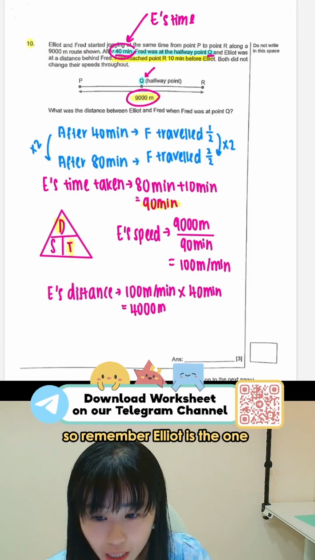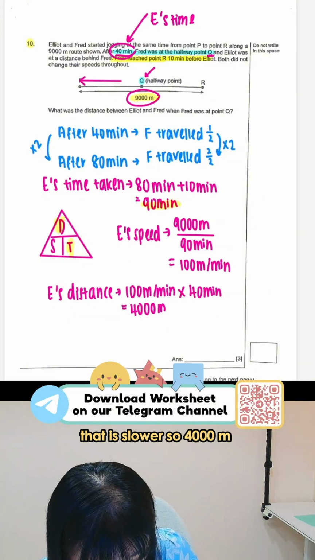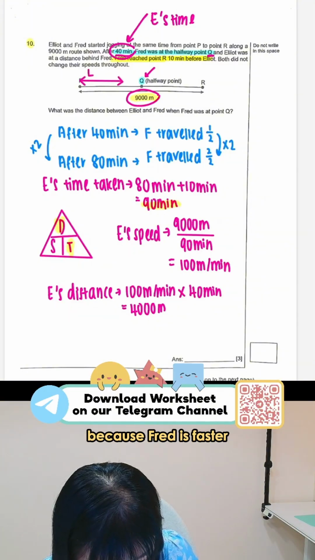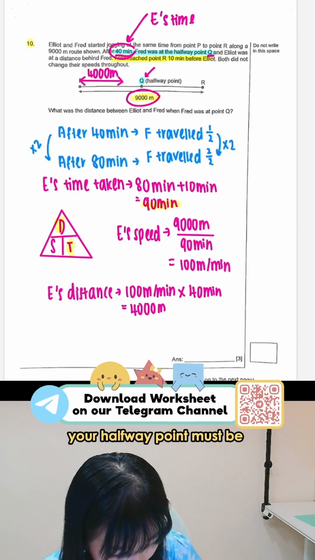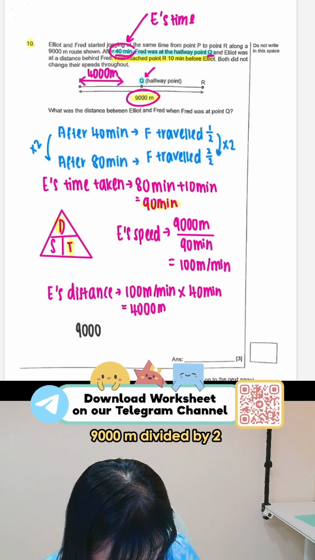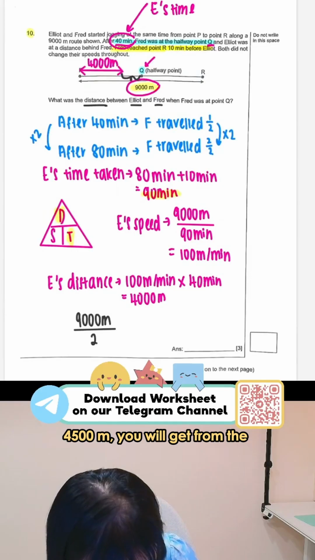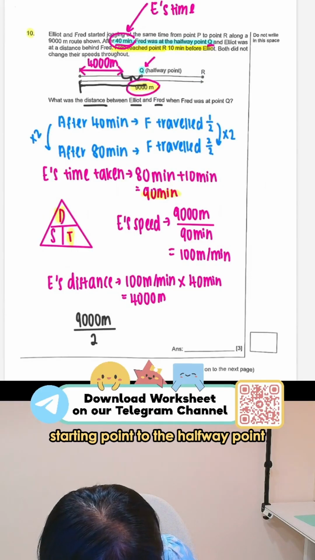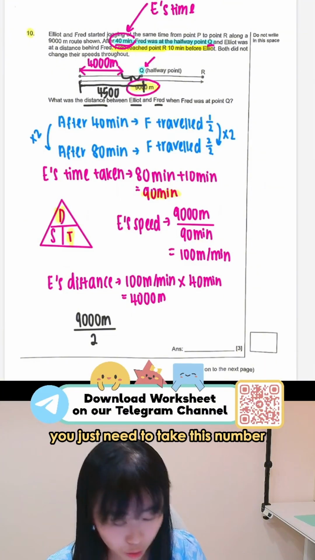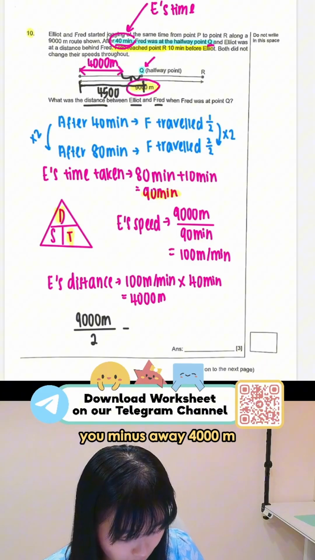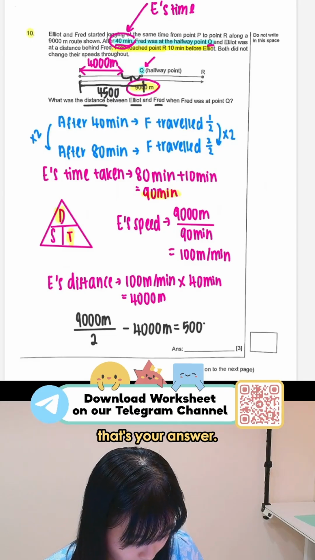So remember, Elliot is the one that is slower. So 4,000 haven't even reached the halfway point because Fred is faster, right? If your total distance is 9,000, your halfway point must be 9,000 meter divided by 2. 4,500 you will get from the starting point to the halfway point, right? That's your 4,500, 9,000 divided by 2. You just need to take this number, you minus away 4,000 meter, and then you'll get 500 meter. That's your answer. Okay?